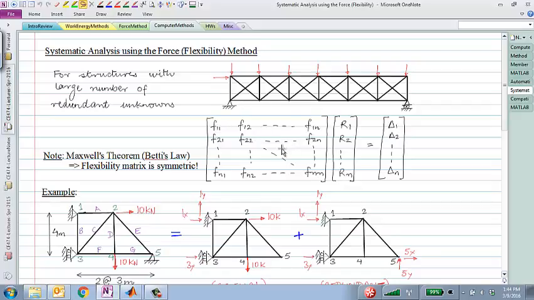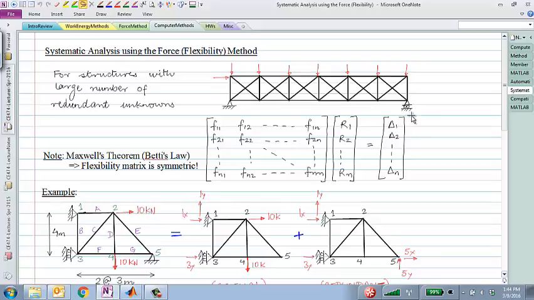6 plus 5, 11 plus 4, 15 plus 3, 18 plus 2, 20 plus 1, 21. 21 flexibility coefficients and 6 actual displacements. So 21 plus 6, 27 times you would have to solve the underlying determinate truss. Absolutely nothing you want to do by hand, right?